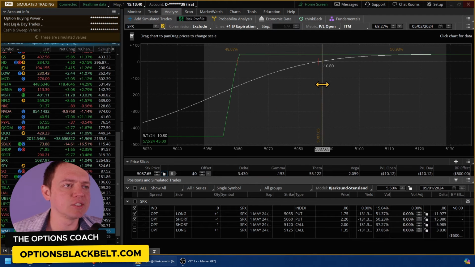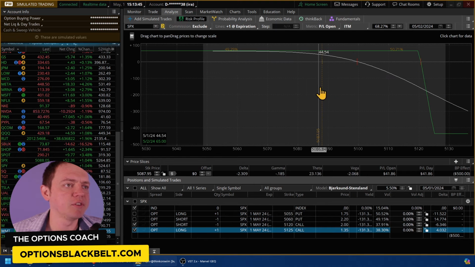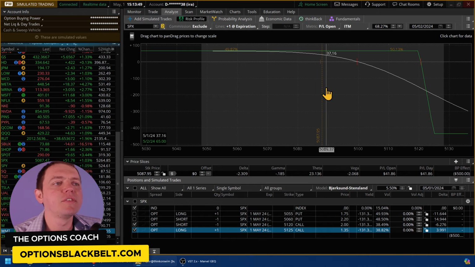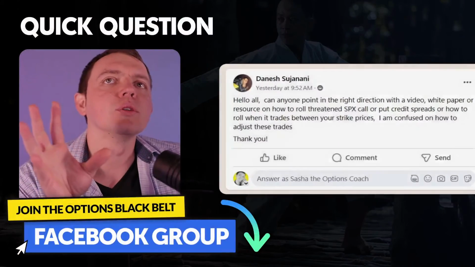Now, the other way, obviously, that you could go with, rather than just rolling it, is you could cut delta. So if this is going down, you can sell the other side of it, which is, in this case, the call side or the credit spread on the other side, to hedge off of that and pay that off. But that's a little bit of a different thing.